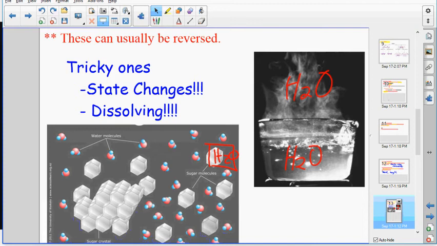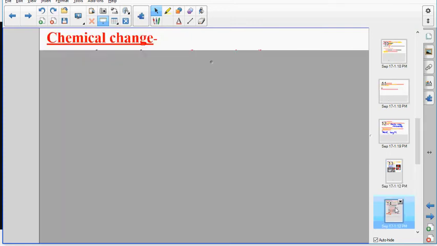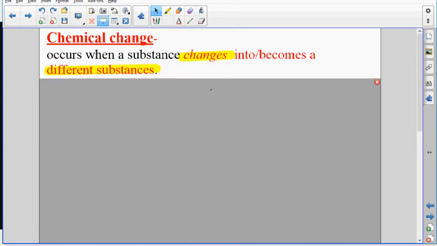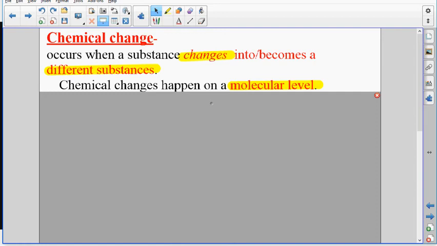All right. Now that does bring us to chemical changes. Chemical changes. There'll be a little bit more to write down with this one. That occurs when a substance changes into or becomes a different substance. So what you had before is not what you got now. Chemical changes happen at the molecular level, so the atoms and molecules are changing themselves. So like at the tiniest level.